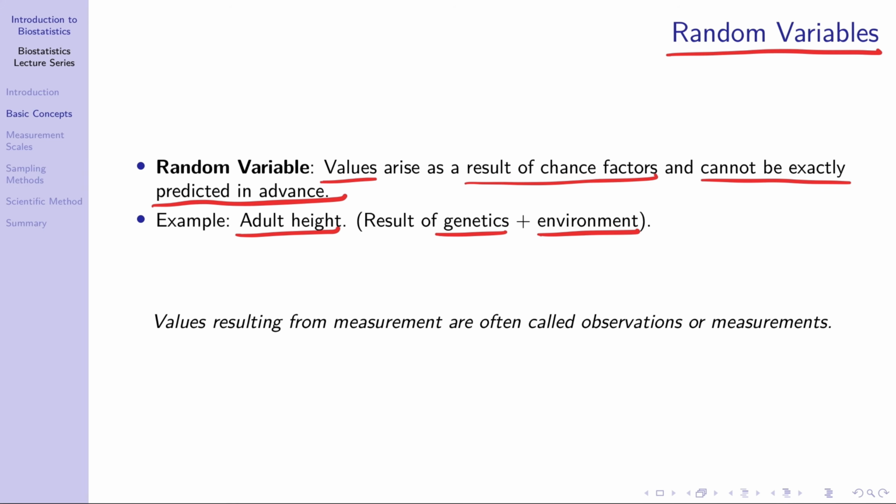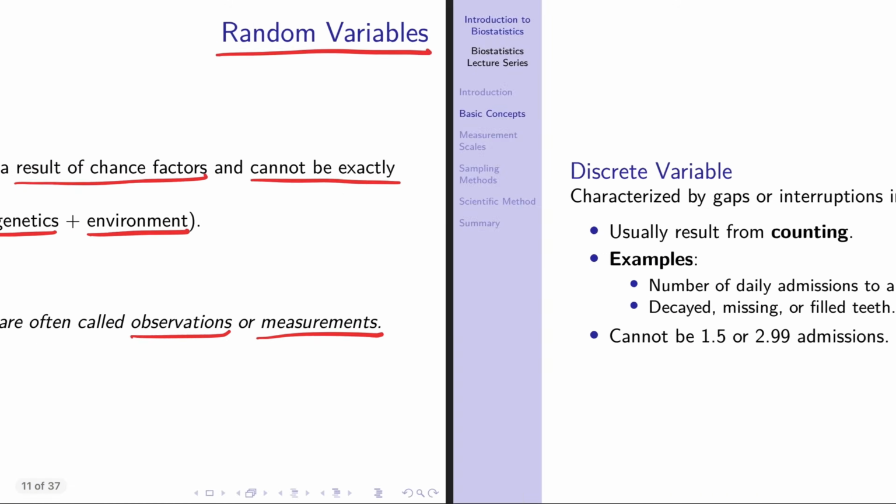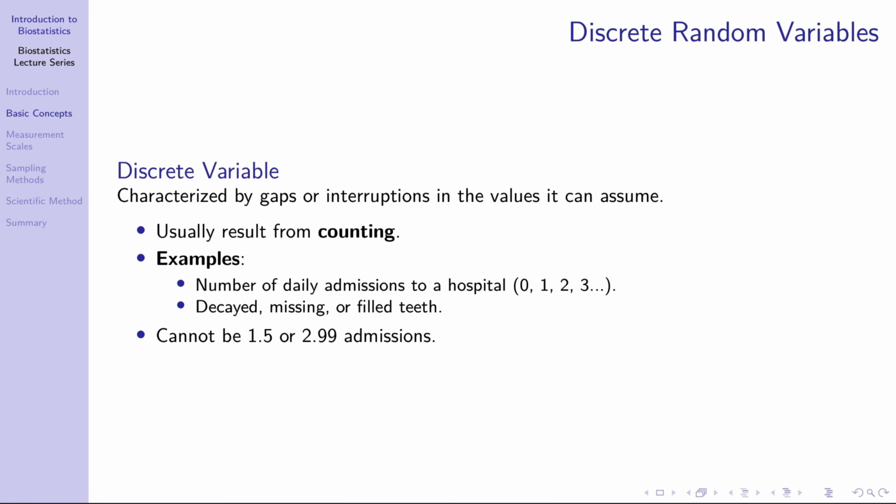So the values that result from measurement are generally called observations or measurements. The variables where there is random assignment are generally called random variables. As we discussed, we have two types of random variables: discrete random variables and continuous random variables. So what are discrete random variables?